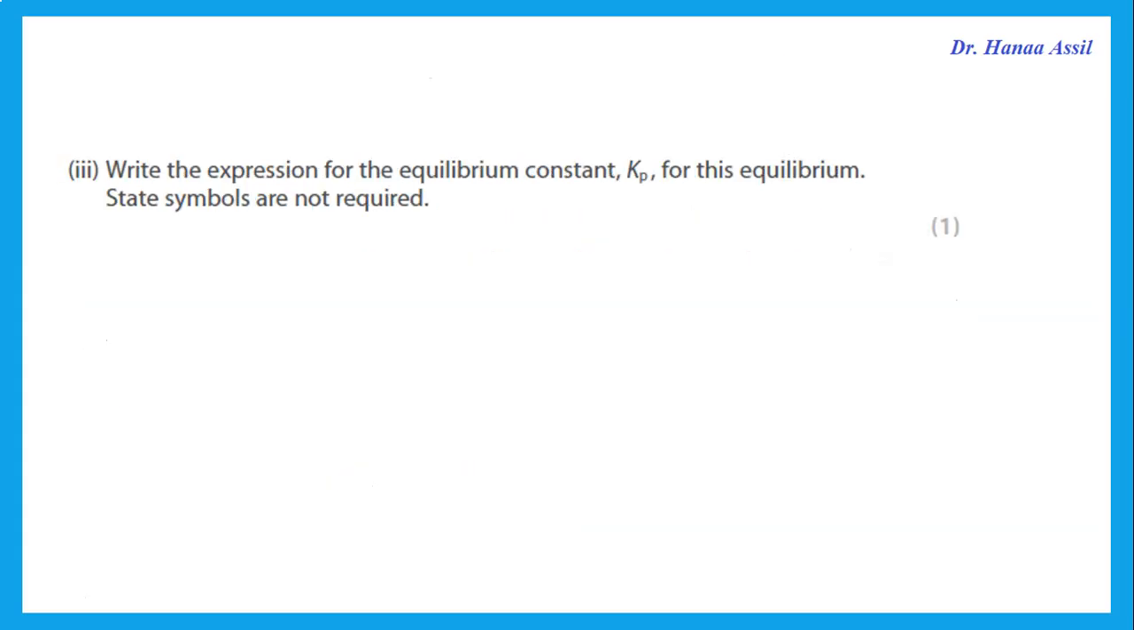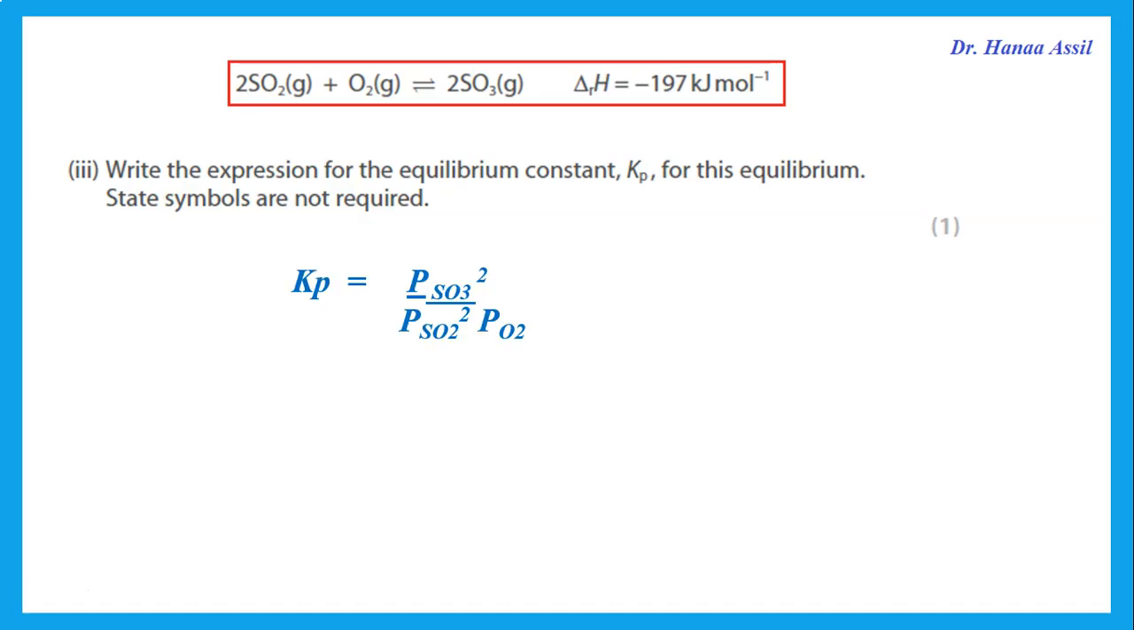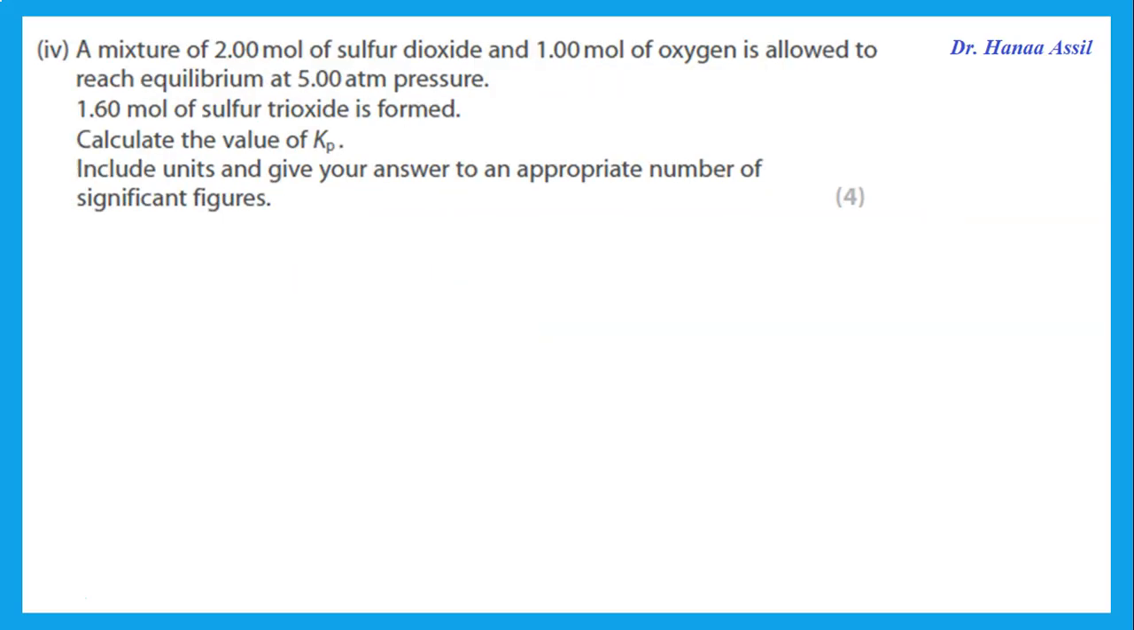Write the expression for the equilibrium constant. Well, this was the expression for the equilibrium constant, Kp. Remember that Kp is the partial pressure of the products to the power of their coefficients divided by the partial pressure of the reactants to the power of their coefficients.